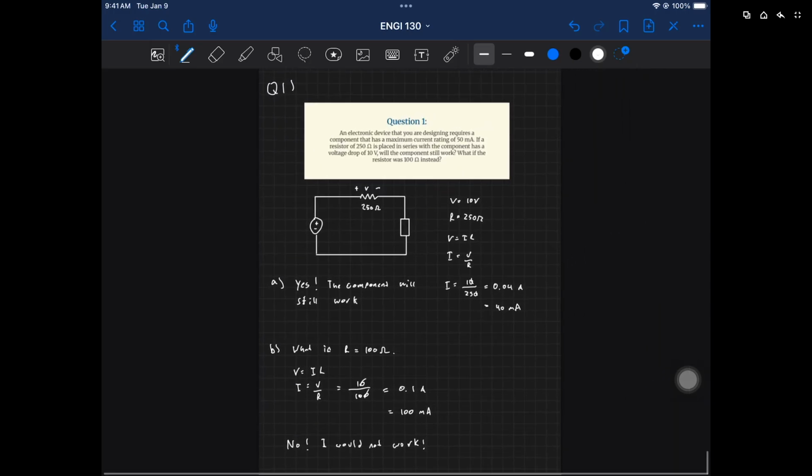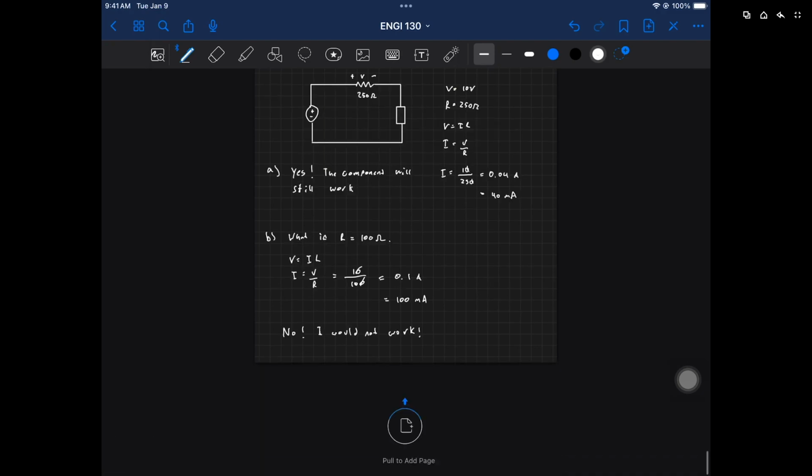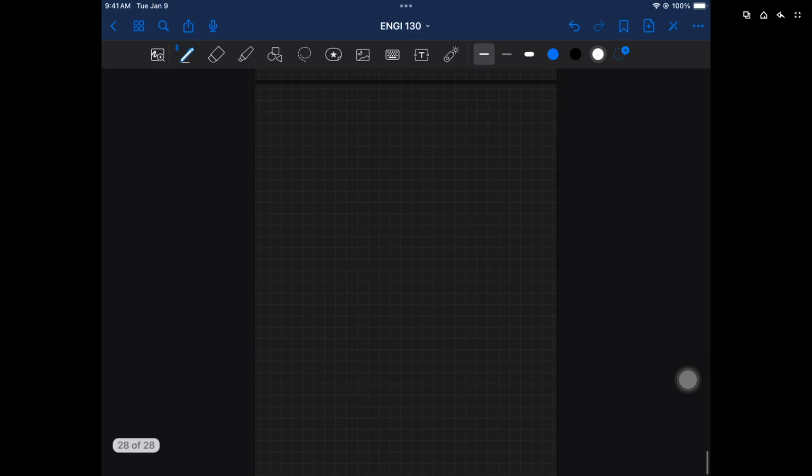So that is an example of how we would use Ohm's law. Now, let's move on to discussing Kirchhoff's current law.